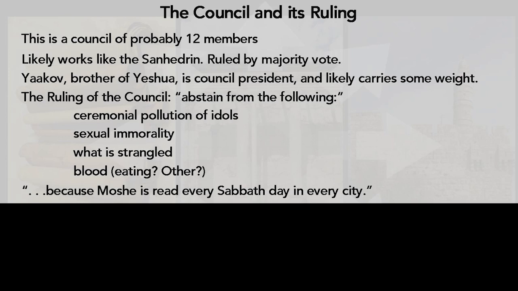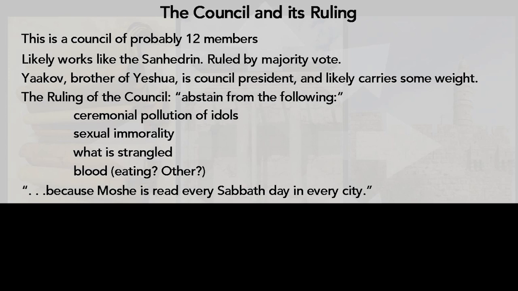and I have translated these literally from the Greek. Your Torah, your text may say something slightly different. So when you see my list here, this is exactly what is translated from the Greek. Ceremonial pollution of idols. Okay? Notice what is not mentioned there that might be in your text.